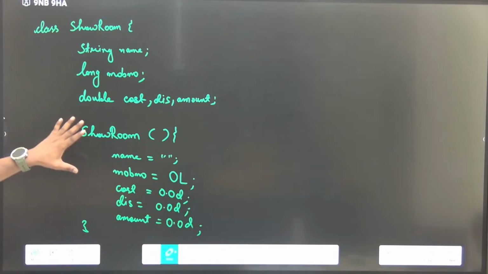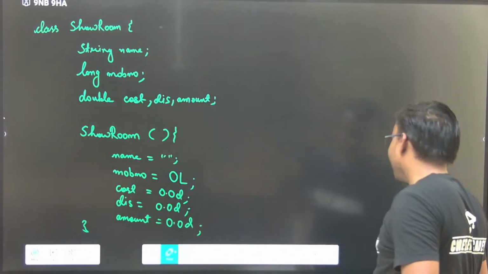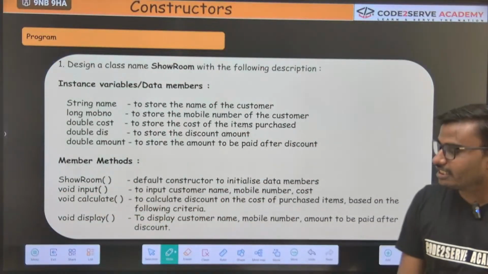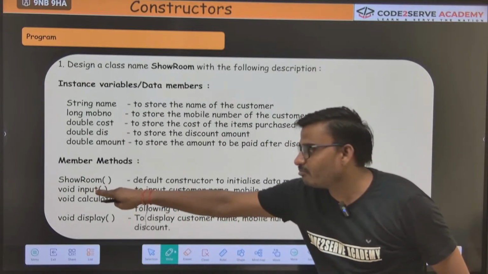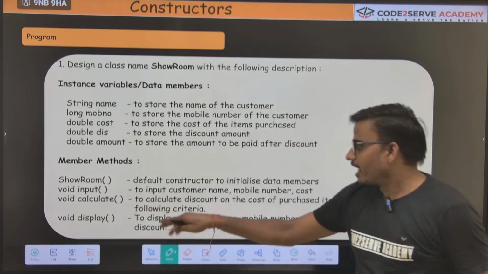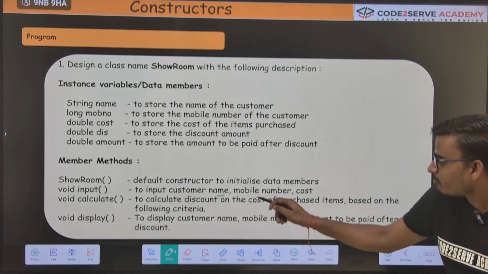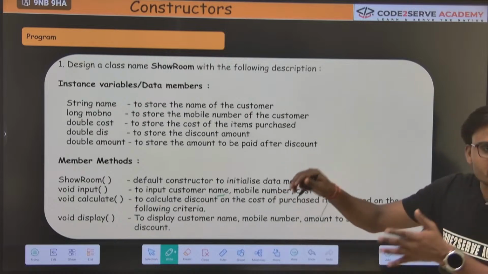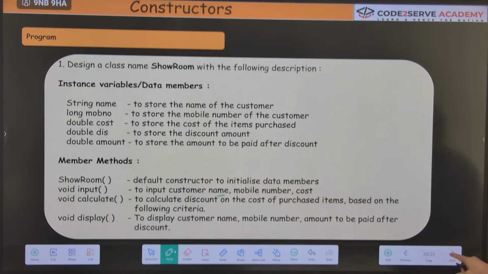So the first two portions we have completed. Now let's have a look at the next portion. Next is void input. It is telling you to create one member method with the name input, and the return type of that method should be void. In this method, you have to take as input the customer name, mobile number, and the cost. You have to take three things as input. So we are creating one method, void input.